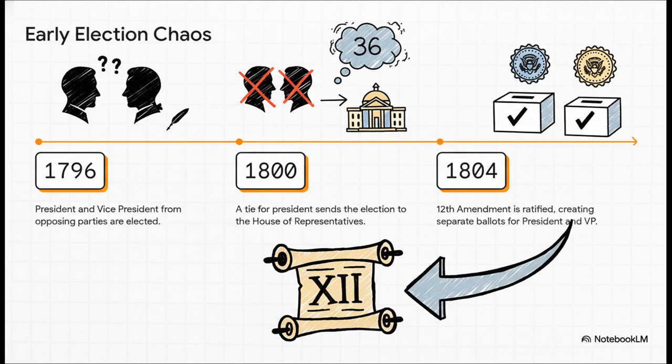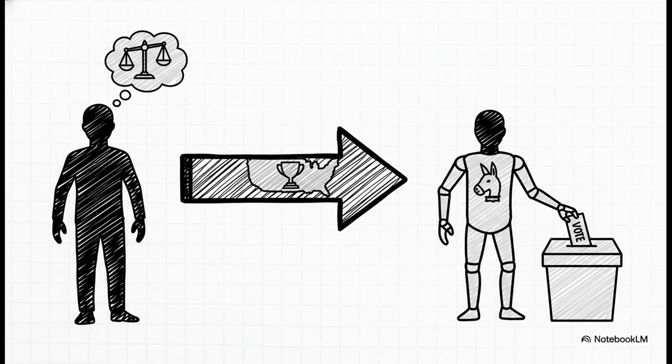Jefferson tied with his own running mate, Aaron Burr, for president. It threw the whole thing to the House, where they had to vote 36 times to break the tie. This whole fiasco led straight to the 12th Amendment, which finally gave us separate votes for president and VP. And that led to a game-changing shift.